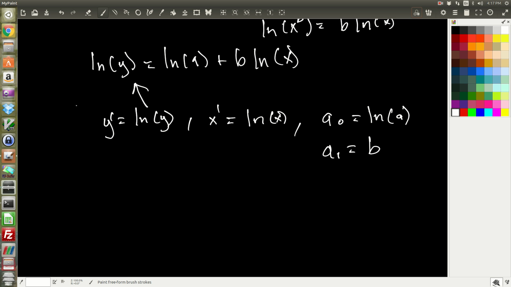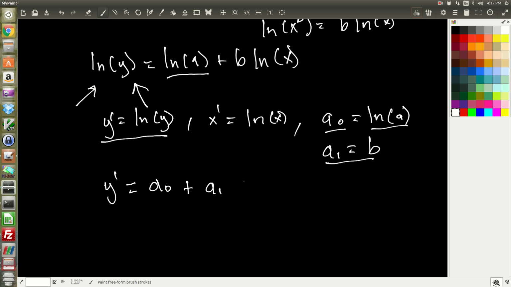Okay, so now with these new relationships, I'm just going to make substitutions. So here I get y prime, because y prime is the natural log of y, is equal to, here I've got the ln of a. Well, I said the ln of a is equal to a naught, so this becomes a naught, plus b, which I'm calling a1, and then the ln of x I said was equal to x prime, so this becomes x prime.